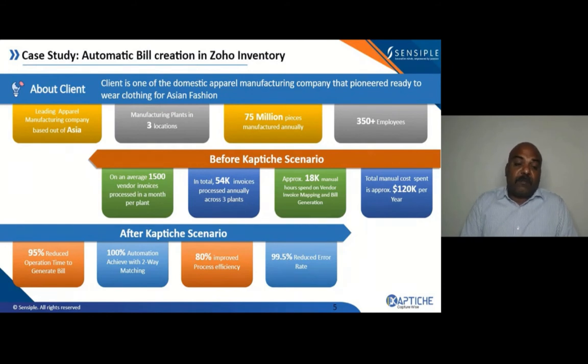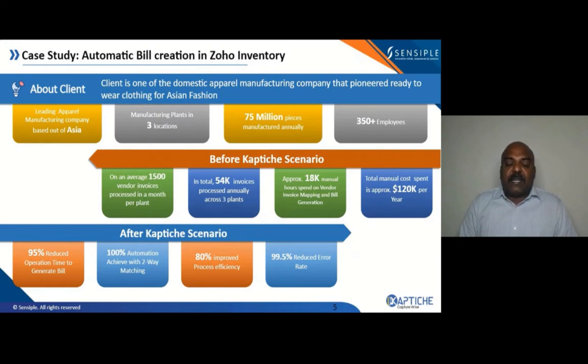And also, before typing in, they have to compare it with the PO. So they were spending 20 minutes, and all that worked out to 18,000 man hours which they had to spend on this task every year, which works out to a cost of 120K. They were spending 120K to do this work.